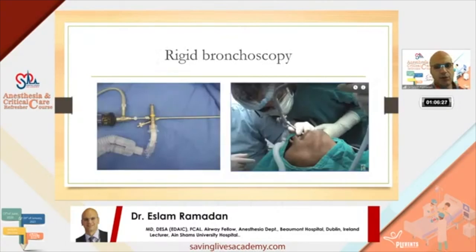This is the rigid bronchoscope, and sometimes you find we are doing ventilation here in the side arm, which is inefficient. Sometimes you have to use TIVA with this one, and you can also see here how the neck is extended, so you have to take care of the position of the neck.